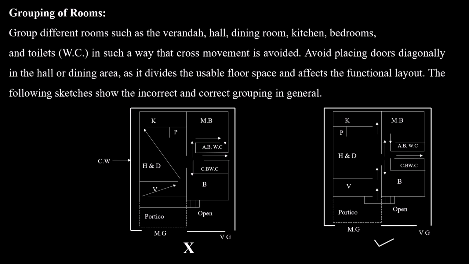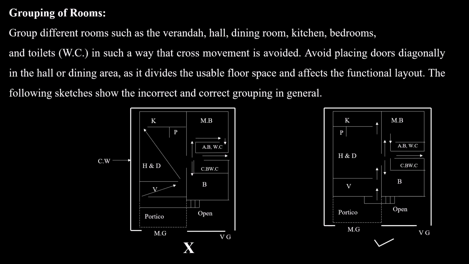Grouping of rooms. Group different rooms such as veranda, hall, dining room, kitchen, bedroom and toilet, that is water closet, in such a way that cross movement is avoided. Avoid placing doors diagonally in the hall or dining area as it divides the usable floor space and affects the functional layout. The following sketches show the incorrect and correct grouping in general.